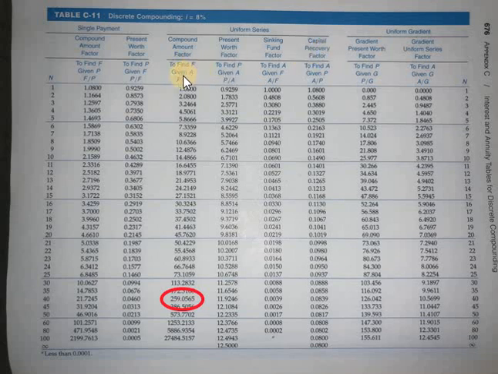To finding F given A, to finding the present given A, to find A given F, to find A given P. So in the previous example, I was finding F when n was 40, so this is 40. So I look at the intersection of this row with this column. So this is the value of the factor, the value that I will get out of this table.